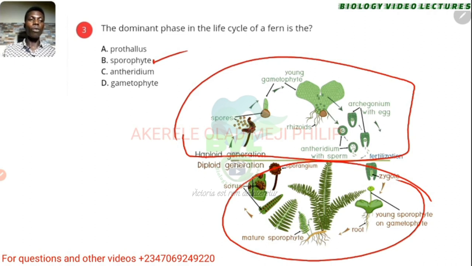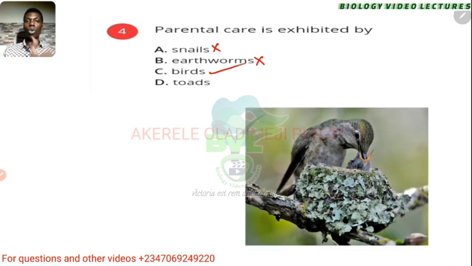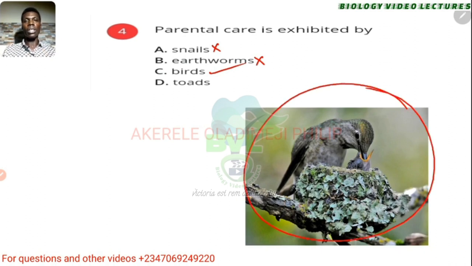All right. This is okay for you to answer this question. Now, parental care is exhibited in what? Snails? No. I'm not sure I've ever seen a mother snail taking care of the small ones. Earthworms? No. Birds? That makes sense. But let's look at D. Toads? No. Birds give parental care? Yes. Look at your hen, when it has its chicks, it has them around it. Even birds in their nest on the tree still take care of their young ones. So they exhibit parental care.